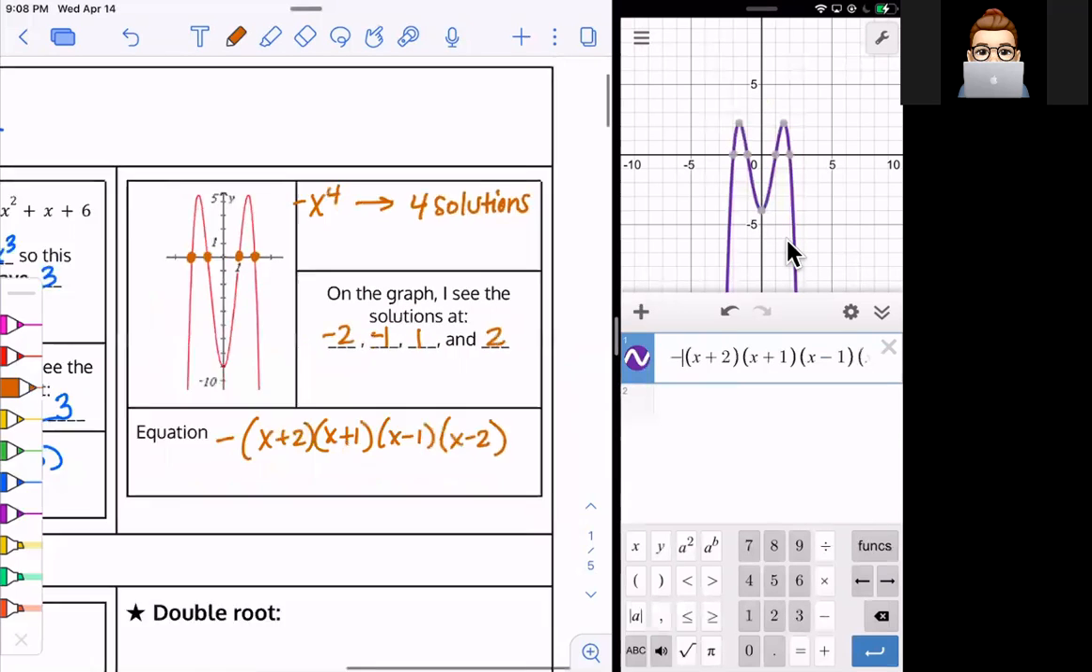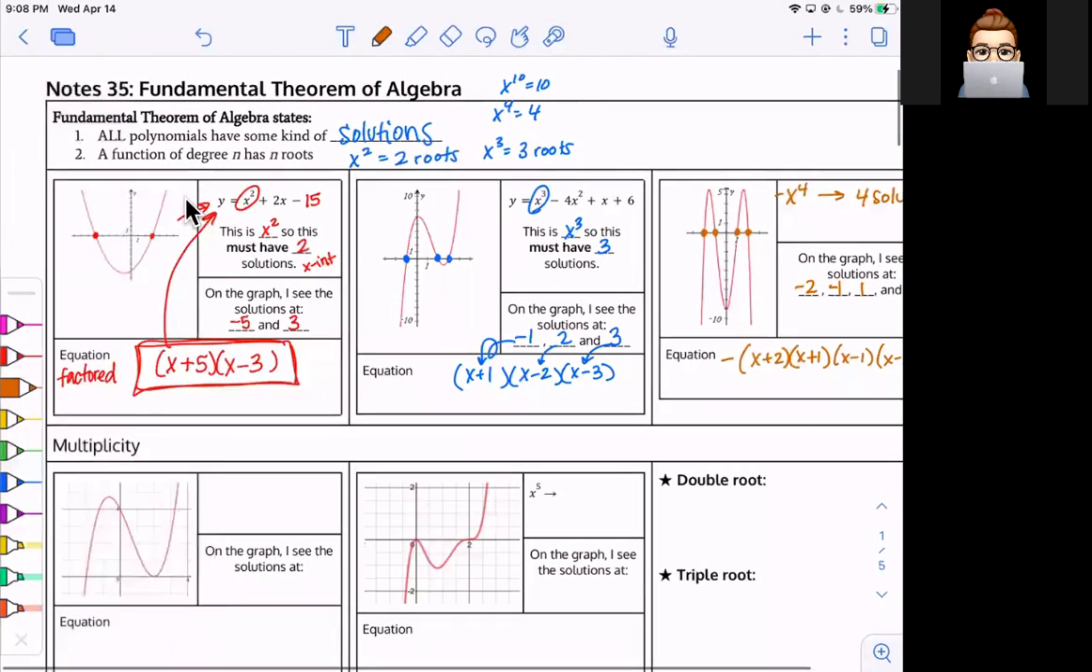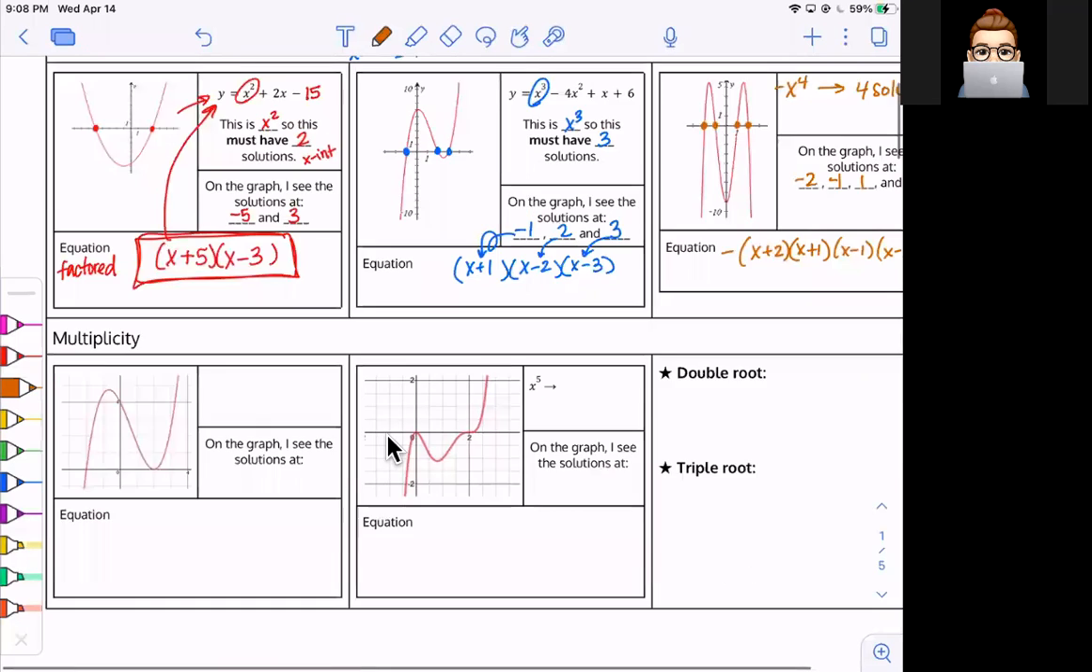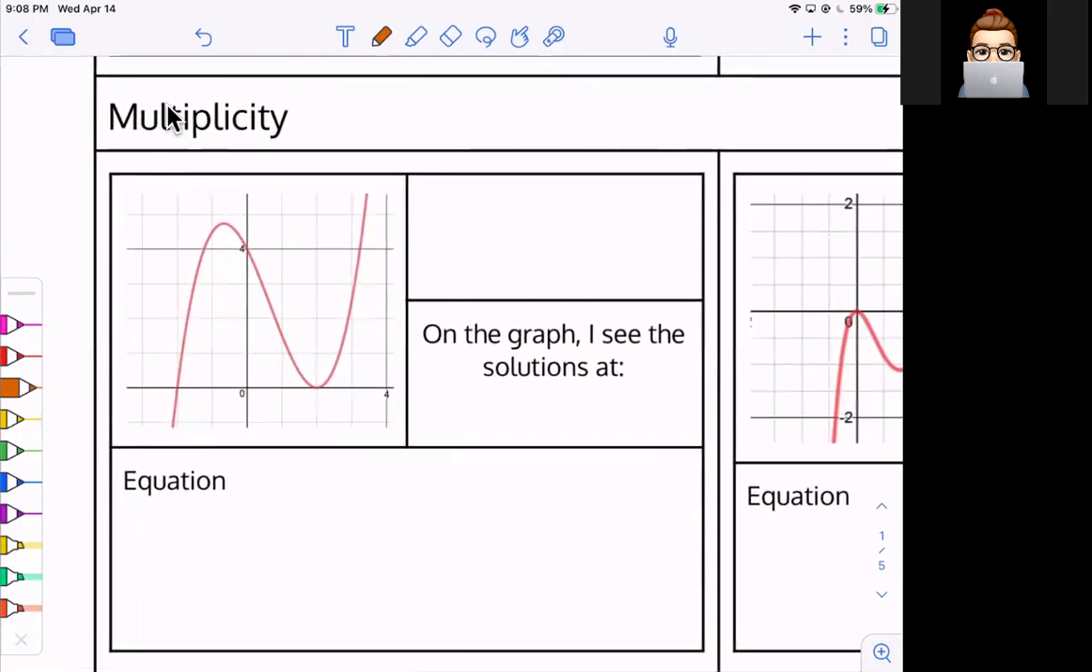All right, so you may be thinking, well, okay, miss, that seems pretty easy. If it's x squared, it has 2 solutions, x to the third has 3 solutions, x to the fourth has 4, right? But then you might be thinking, but I've seen some other graphs, right? There's something called multiplicity. This is when a solution is double counted or triple counted, right?